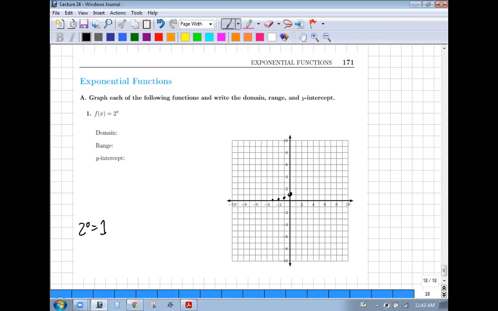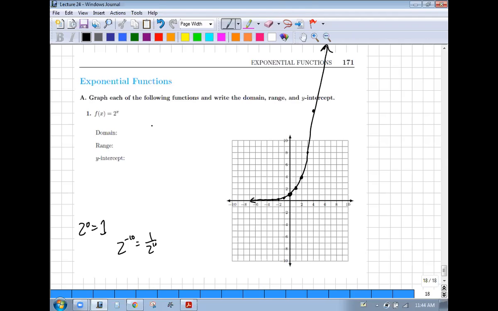So as we go to the left, this thing gets smaller and smaller. It never becomes negative though, because 2 to the negative 10 would be 1 over 2 to the 10th, which is really, really small, but still positive, right? Now, if we go to the right, 2 to the first power is 2, 2 to the second power is 4, 2 to the third power is 8, 2 to the fourth power is 16, and by the time you get 2 to the fifth, you're all the way up here at 32. Okay, so exponential functions get big real quick.